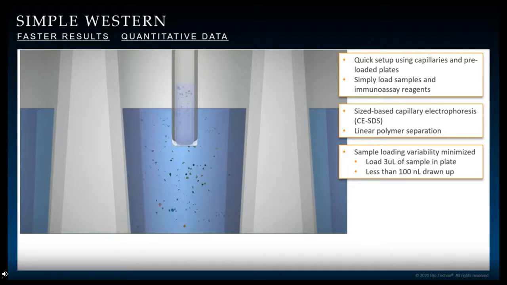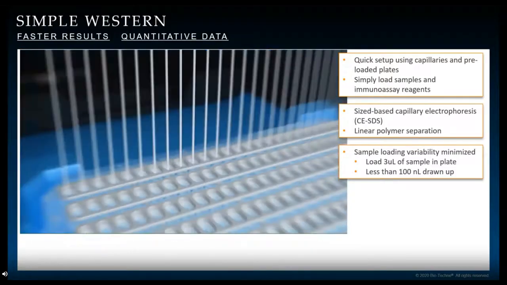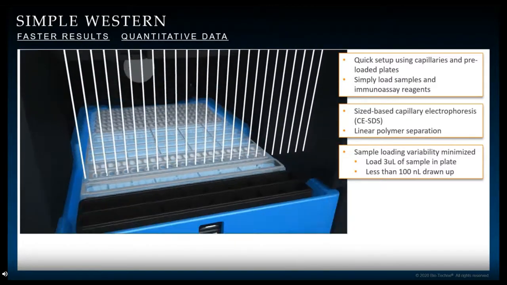We minimize that source of error because your sample is loaded into the well in excess, and then the instrument controls how much of that sample actually gets loaded into the capillary. And it's pretty little. It's less than 100 nanoliters of sample that actually gets loaded in. All right, so now your capillaries are all loaded. Now they're going to move over into the running buffer. Voltage will be applied, and the proteins are going to be separated by size.